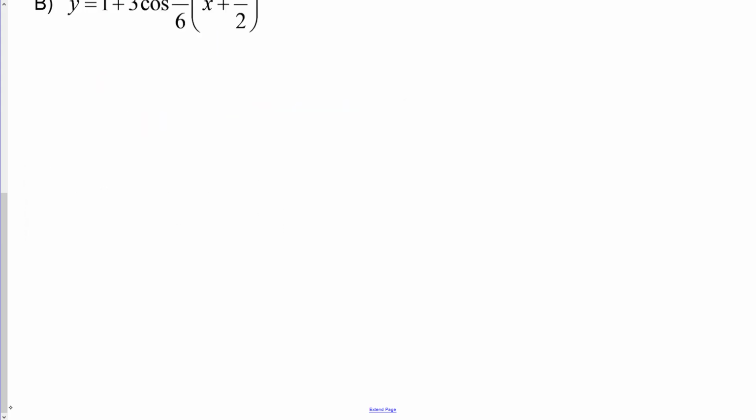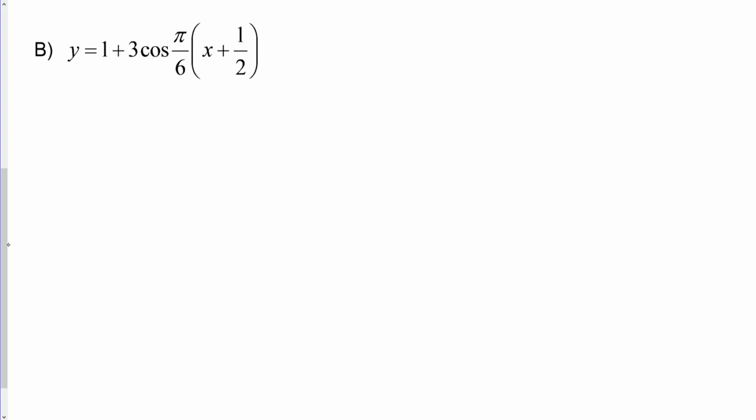Okay, this next one, y equals 1 plus 3 cosine pi over 6 times x plus 1/2. I've chosen this notation because sometimes the homework will do this to you, where this pi over 6 is the value of b, even though they're not putting a second set of parentheses around it. That's okay. That happens. It's pretty standard. The amplitude here is just the number multiplying the trig function, so that's 3.